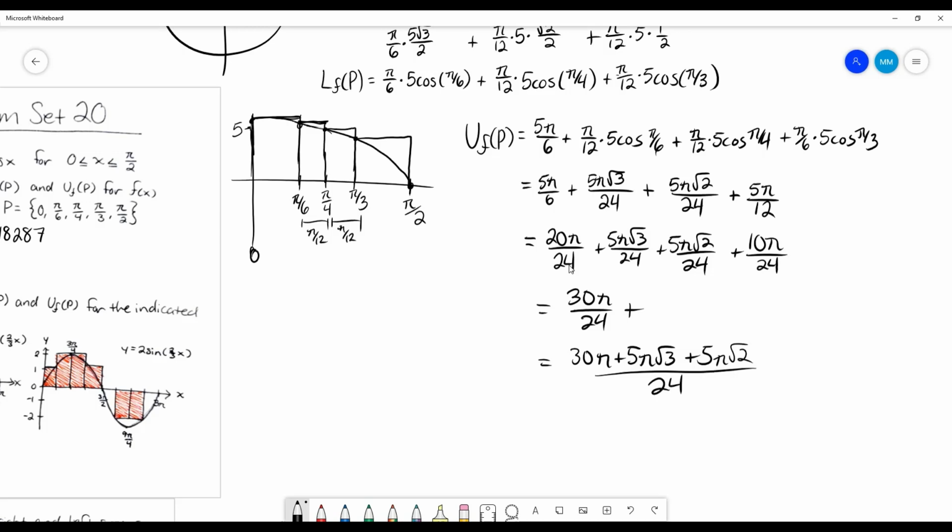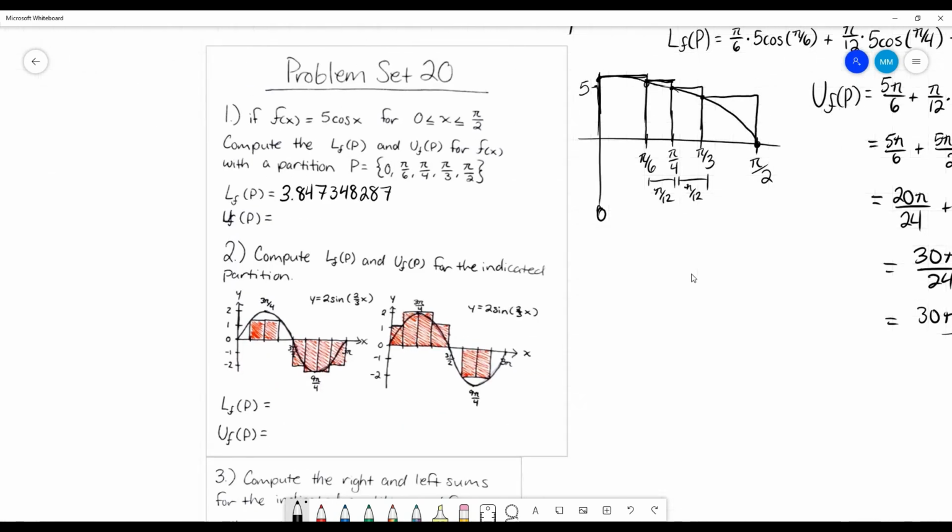And again, we're going to just go ahead and plug that into our calculator just because I don't know what formatting looks like. So 30 pi plus 5 pi square roots of 3 plus 5 pi square roots of 2 divided by 24. And our upper estimate looks about like this. So I know that the actual area under the curve, or the actual integral there, would be somewhere between these two numbers, because this is our lower estimate and our upper estimate.